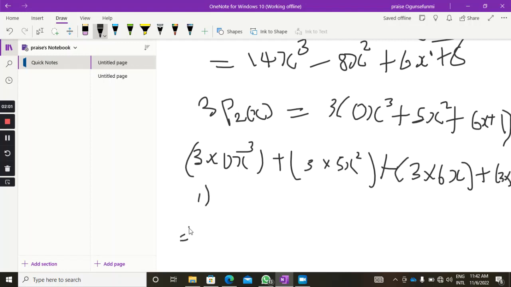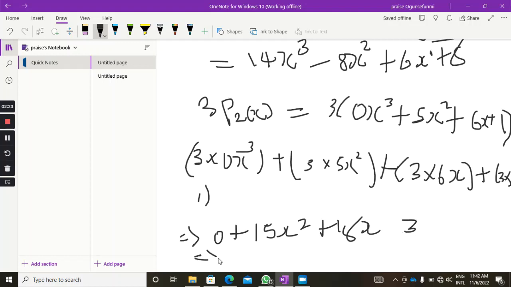Wonderful. So the next thing, I'm going to simplify. 3 times 0x cubed: 0 times x cubed is going to give 0. 3 times 0 is going to give 0. Plus 3 times 5x squared is 15x squared. And then 3 times 6x is 18x. Plus 3 times 1 is 3.